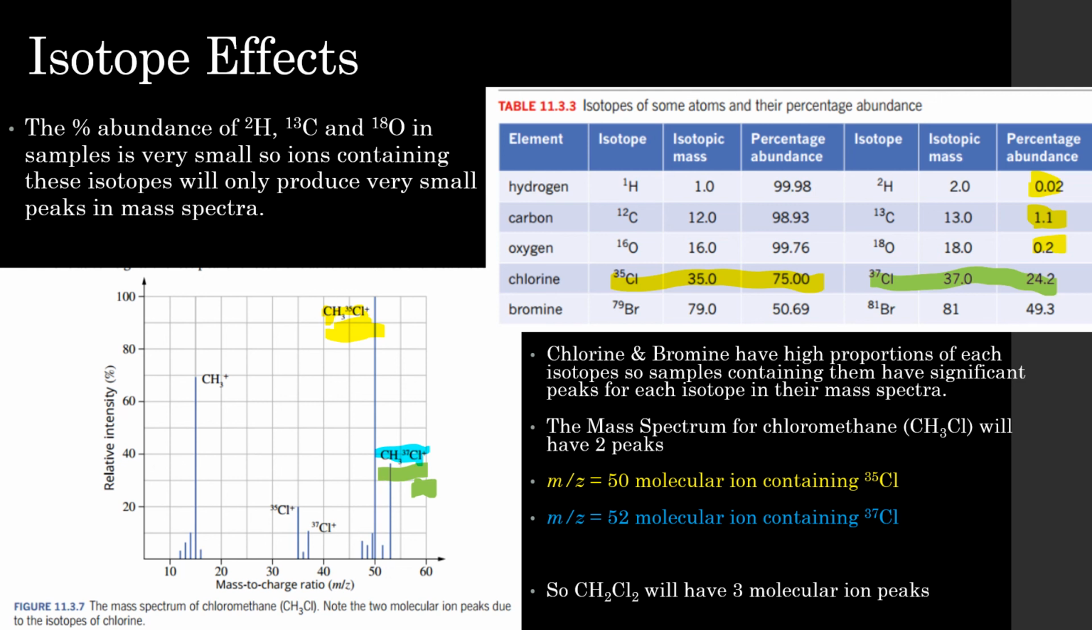So it also stands to logic then, if chloromethane has two different isotopes, dichloromethane is going to have three different isotopes. You're going to have what? The one with two 35s, a 35 and a 37, and a 37 and a 37. So you're going to have three molecular ion peaks.